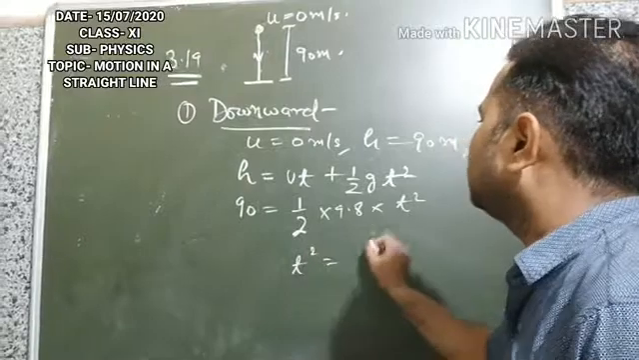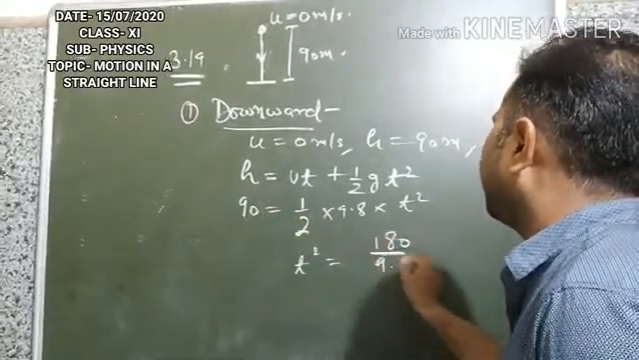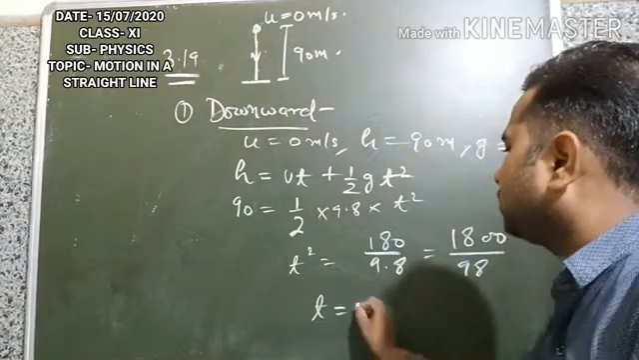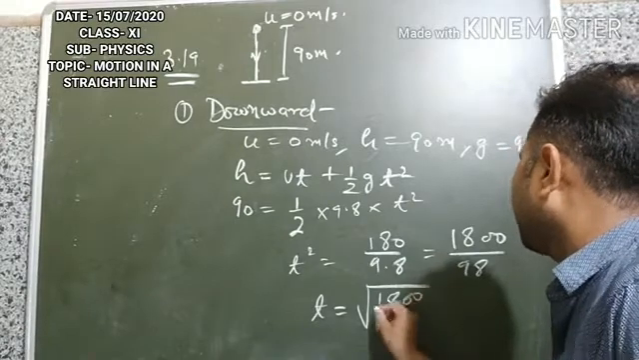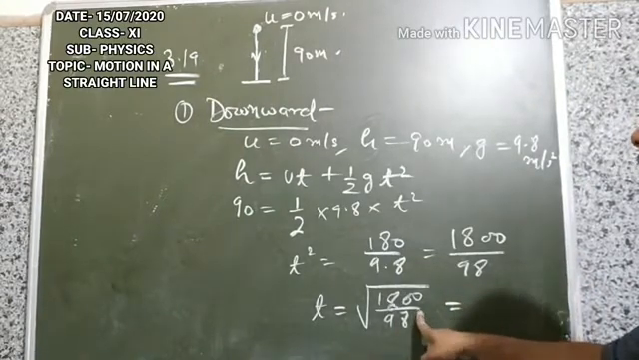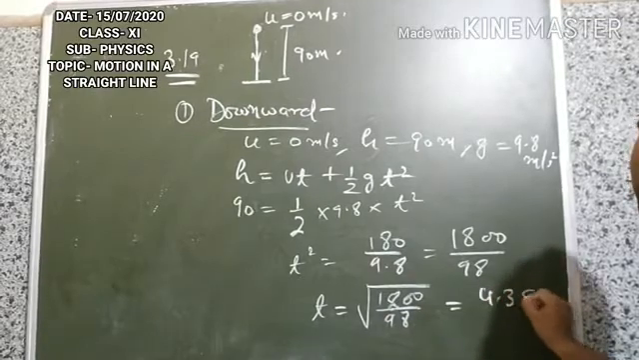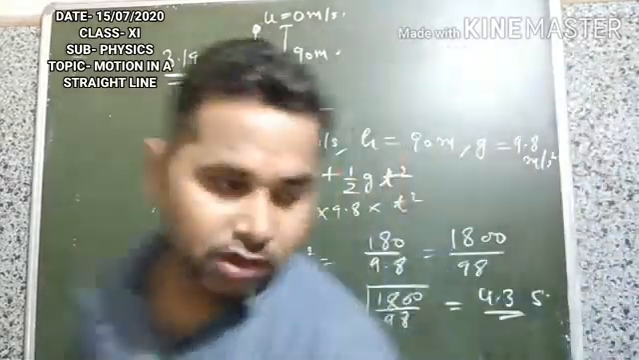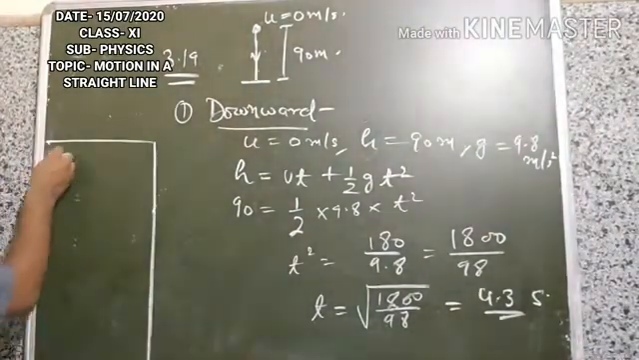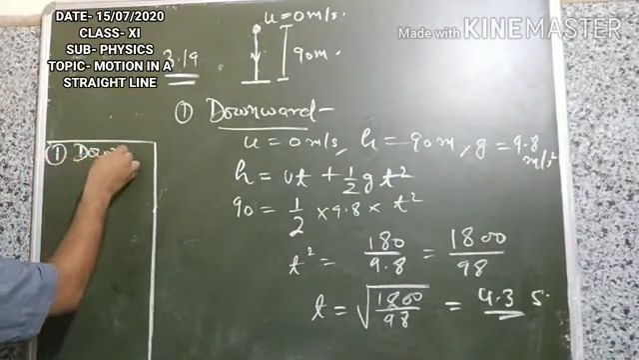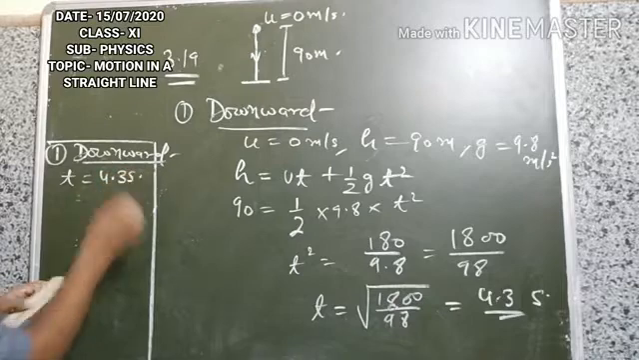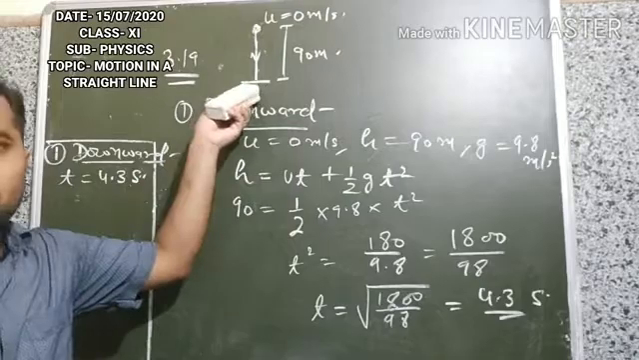So finally t square equals 180 divided by 9.8, or it is equal to 1800 divided by 98, or finally t equals square root of 1800 divided by 98. By solving this ratio and its square root, you will get about 4.3 seconds. Check this yourself, 4.3 seconds. So let's note down the time taken for the first part of the motion. It is downward. How much time did it take to reach the ground in this downward motion? It is 4.3 seconds.